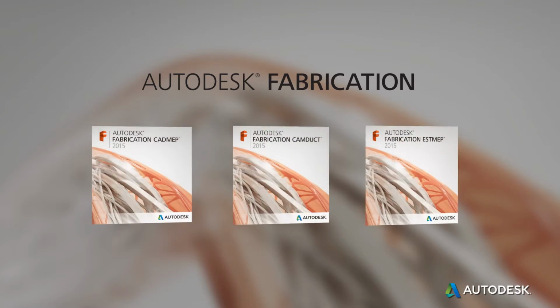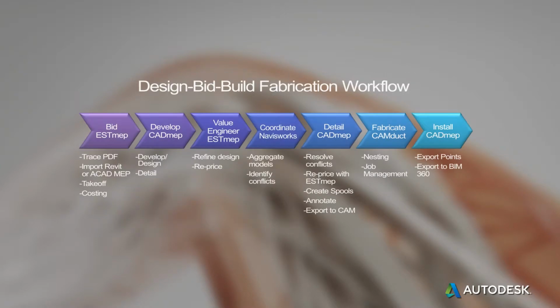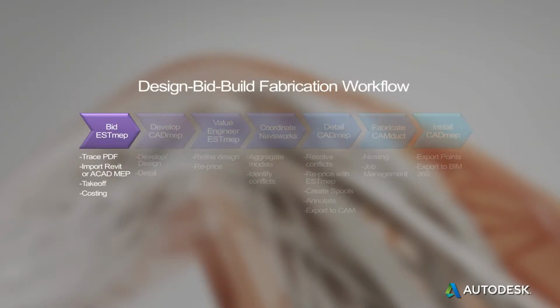The Autodesk fabrication products accommodate both processes with a flexible workflow. In the design-bid-build process, the MEP contractor must often work from PDFs obtained from local plan rooms. Fabrication EstMEP accommodates tracing of the existing designs for quick takeoff and estimation. In rare situations, bidders are given access to the design intent model. Revit MEP models can be imported into Fabrication EstMEP.